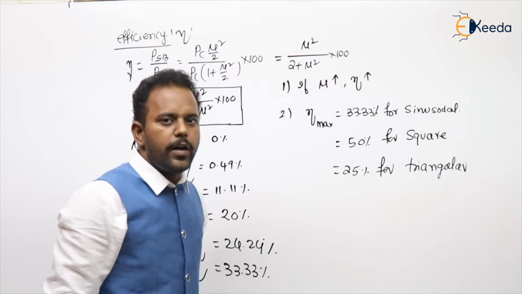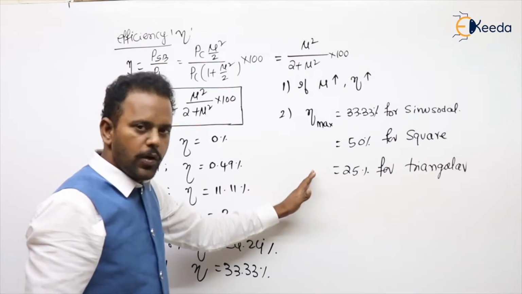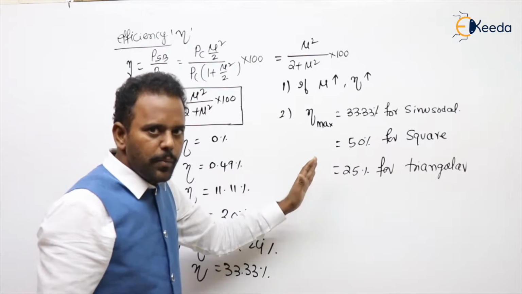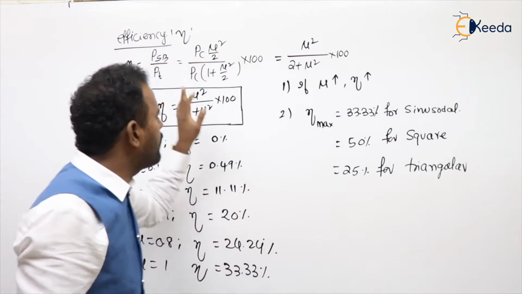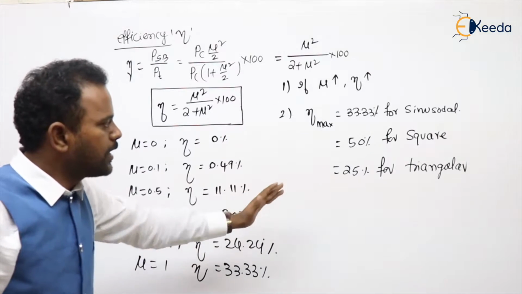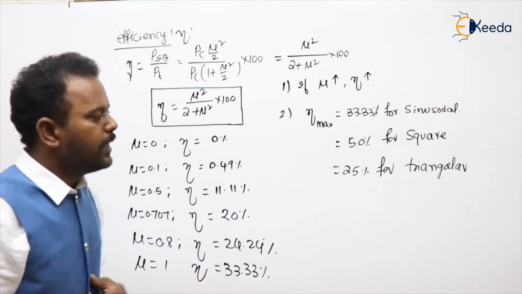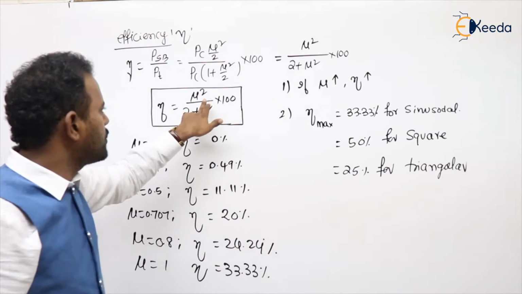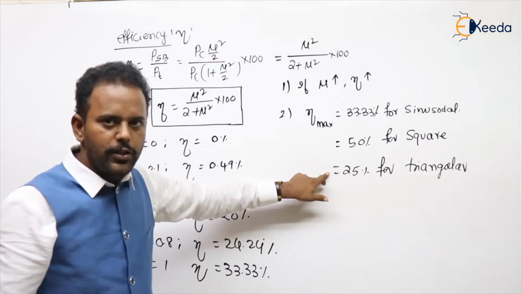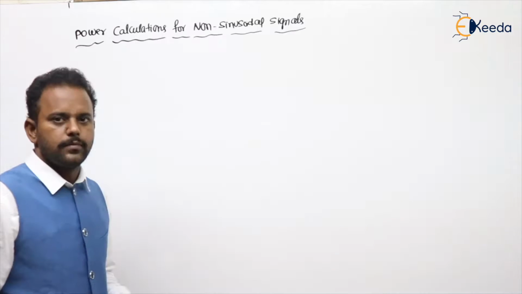Why are we getting different values? Are you getting my point? We are getting different values because efficiency is nothing but a power ratio. Power is nothing but the RMS value, as I told. All three have different RMS values, so we got different mu values. If you substitute mu equal to 1, you directly get the value, and for the remaining two, I will show you the derivation also. Anyhow, you can remember it, but I will also show the derivation.